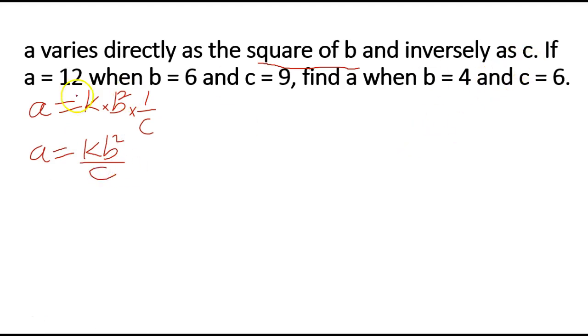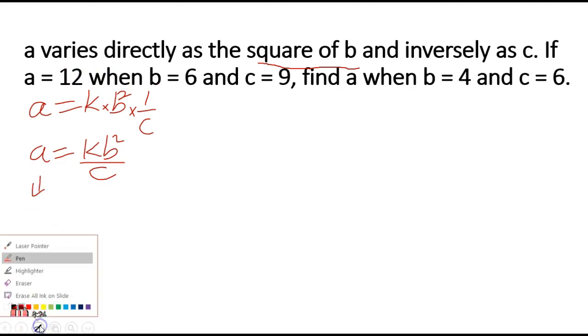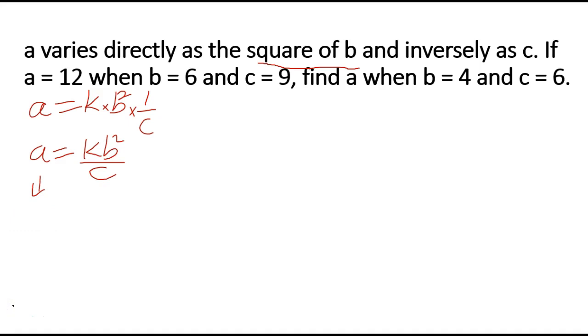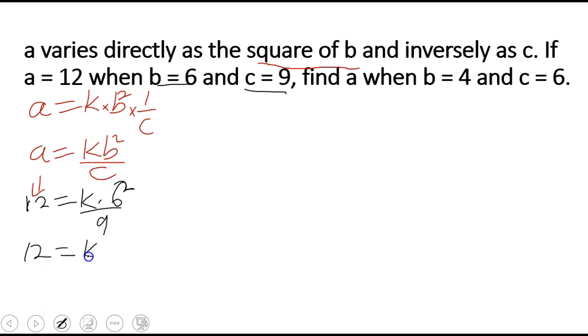And then if A equals 12, we can replace A with 12. Again, I'm going to change color because we have the formula. K, when A equals 12, and we are looking for K, and B is 6, and B is squared, so we square the 6 over C is 9, keep the 9. So we have 12 equals K times 6 squared is 36 over 9. We simplify more, we're going to get K.